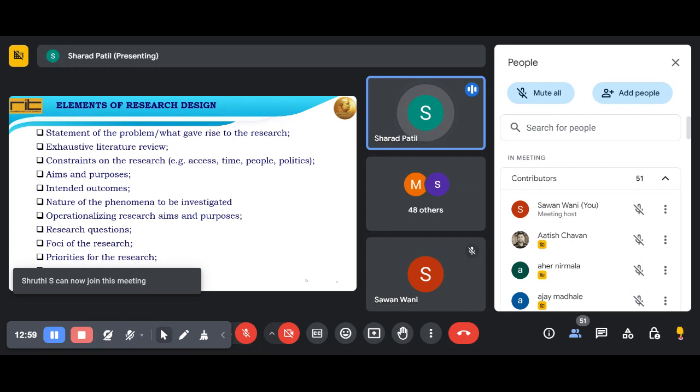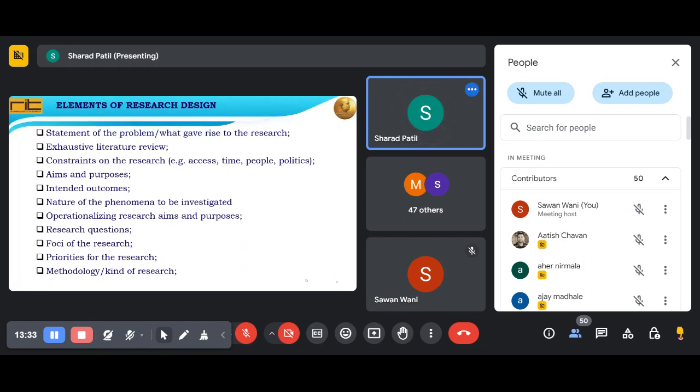As yesterday you have seen the different types of research: core research, applied research, laboratory research, or field research. Different types of research are there, and in that you are going to define the problem. So the statement of the problem is very important. If the statement is not clearly understood, then the research design will not be planned clearly. So to get this, you require exhaustive literature.